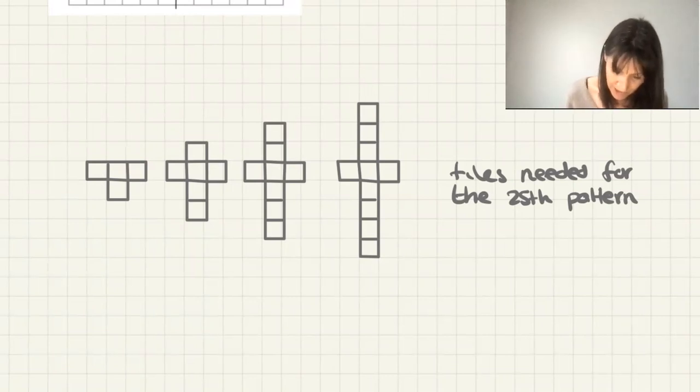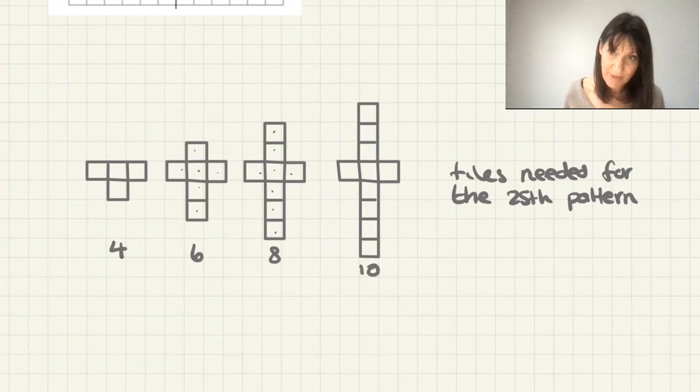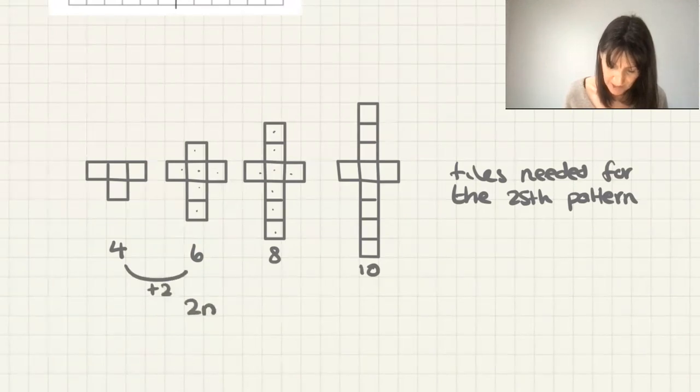All right, then we have got 4 tiles. We've got 1, 2, 3, 4, 5, 6 tiles. 1, 2, 3, 4, 5, 6, 7, 8. And we've got 10 in the next one. I can use that to help me find my nth term. So I'm going up in 2s. So it's 2n. Go back 2, and I'm at positive 2. So it's 2n plus 2.